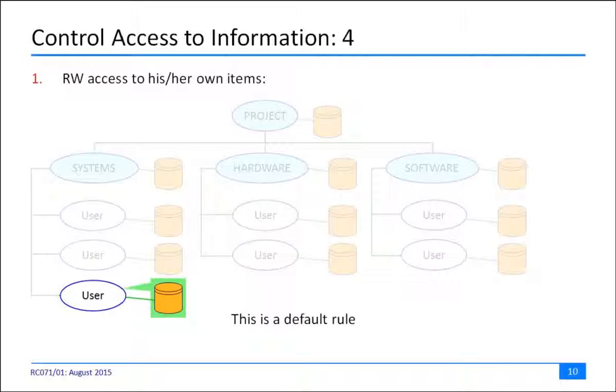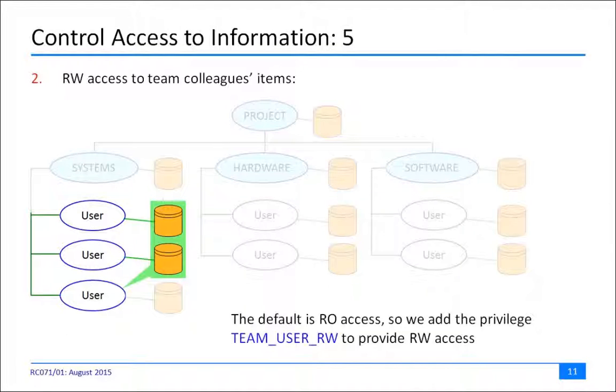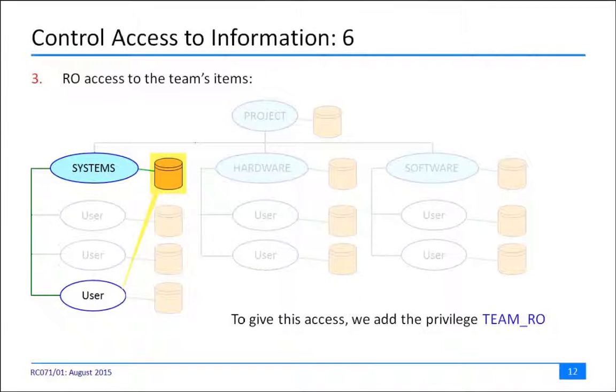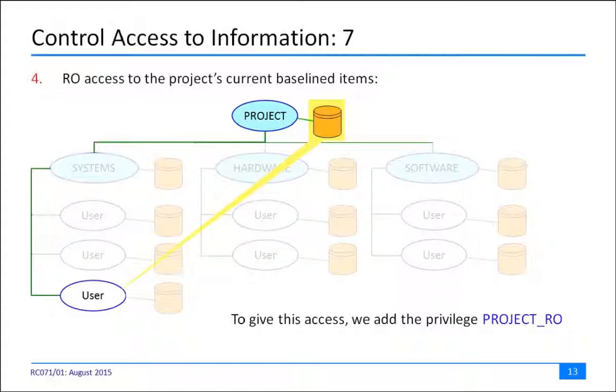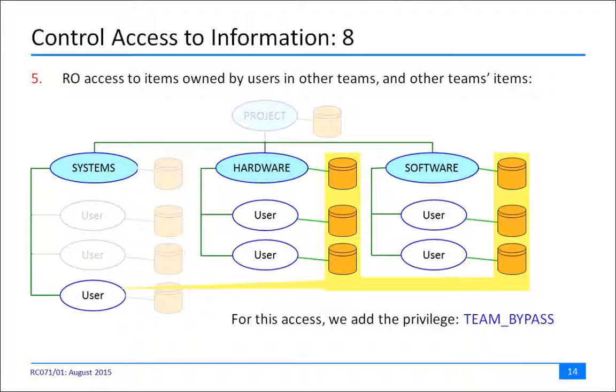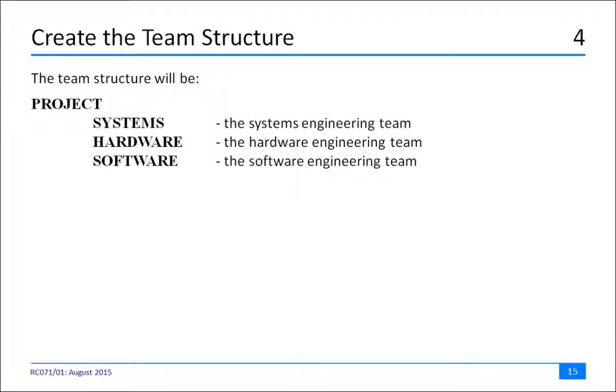The user automatically has RW access to his or her own data. To have RW access to team colleagues' data, we add the privileged team user RW. To have RO access to the team's data, we add the privileged team RO. To have RO access to data in the project's current baseline, we add the privileged project RO. And finally, to have RO access to data owned by other teams, and by the users in these teams, we add the privileged team bypass. Our example project has 3 teams: systems, hardware, and software, below the project team.